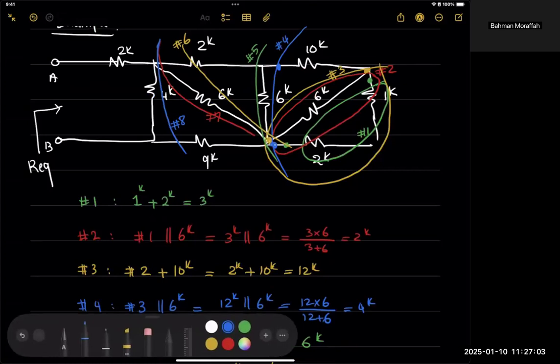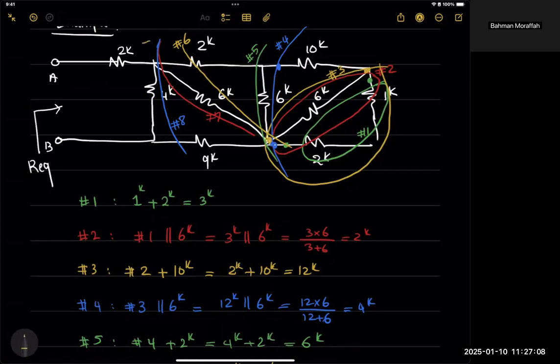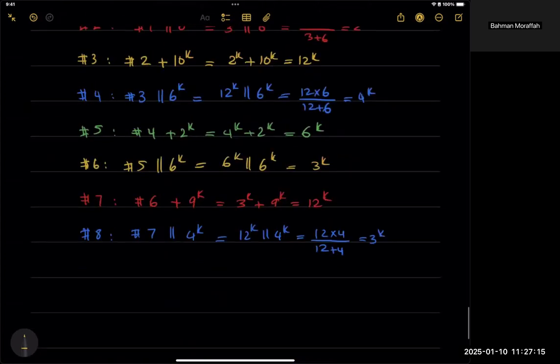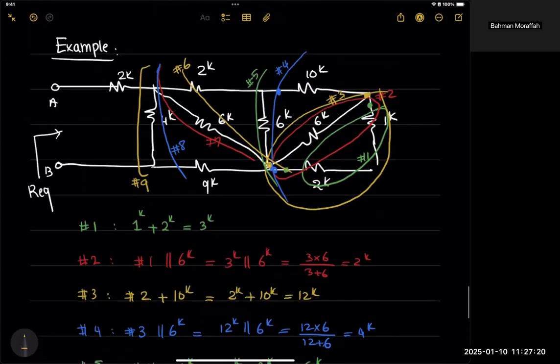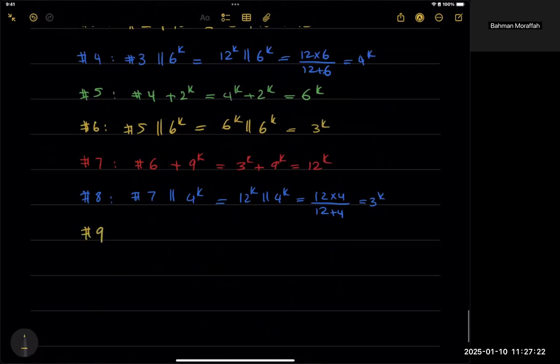And the last step would be here. Let's just call this number 9, which is the whole thing here replaced by number 8, a 3K resistance, and the result is in series with the 2K. So number 9 is going to be number 8 in series with 2K. So it's 3K plus 2K. So that's got to be 5. Therefore, my R equivalent is 5K.